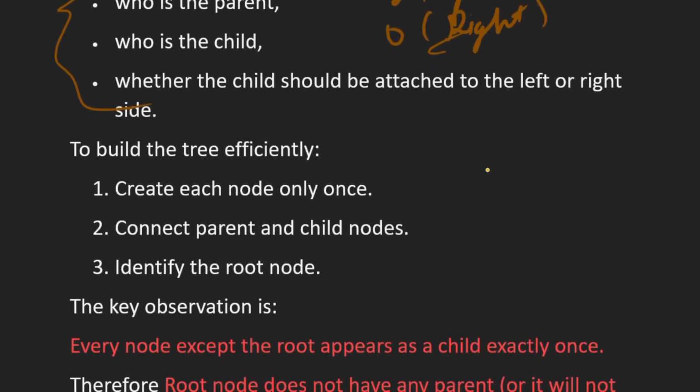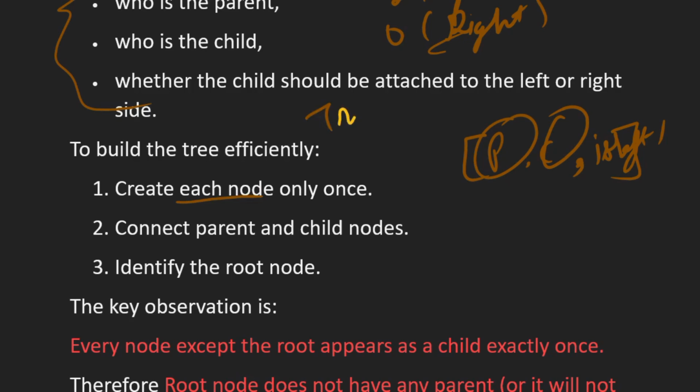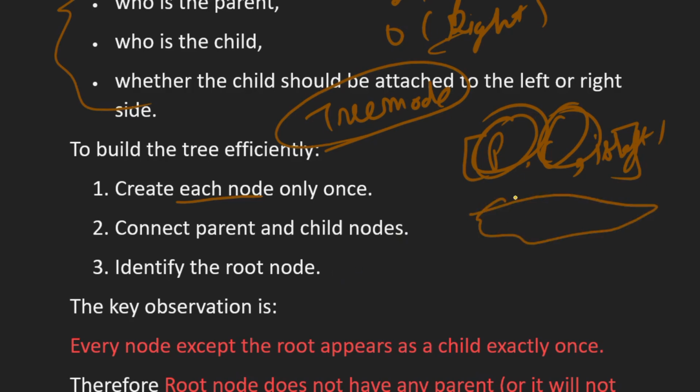to make the tree, what we'll do is pick a parent, child, and isLeft, right? First of all, we create tree nodes for parent and child. And then we connect the parent and child nodes, right? And at the end, once we have connected all the parent and child nodes, that means our tree would have been formed. Then we identify the root node, right?